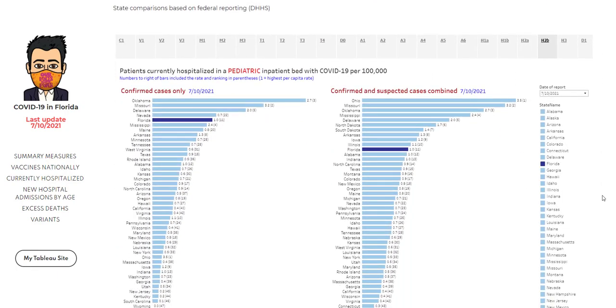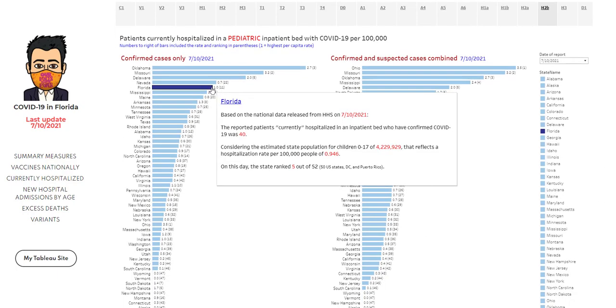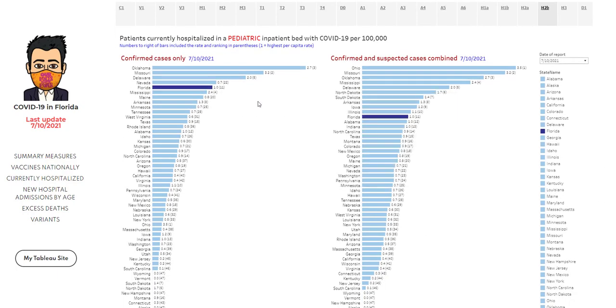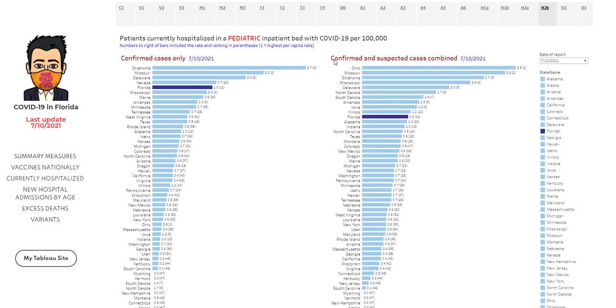Here's the same thing for pediatric hospitalization rates per capita. Again, if we look at confirmed cases, Florida ranks, it looks like, fifth. And then if we focus here, Florida ranks 11th if we include both confirmed and suspected.